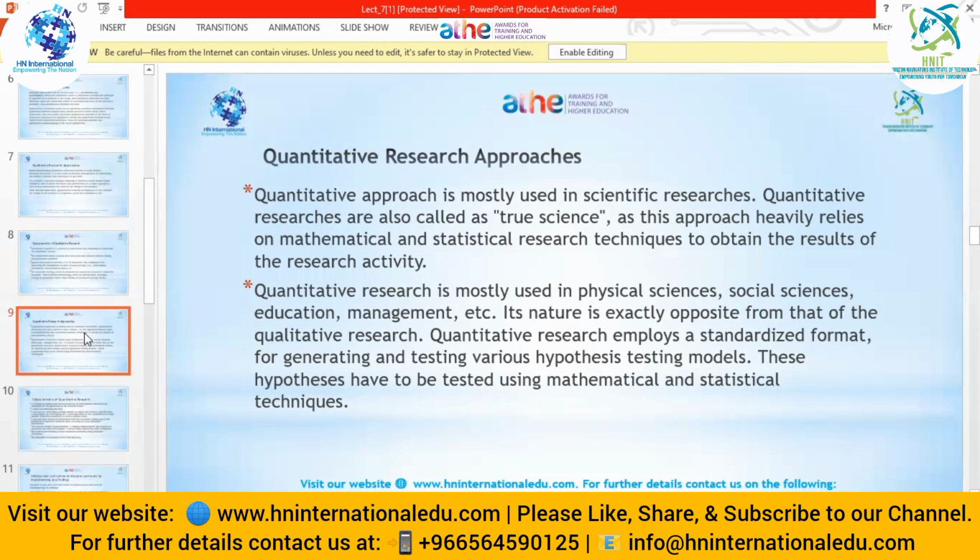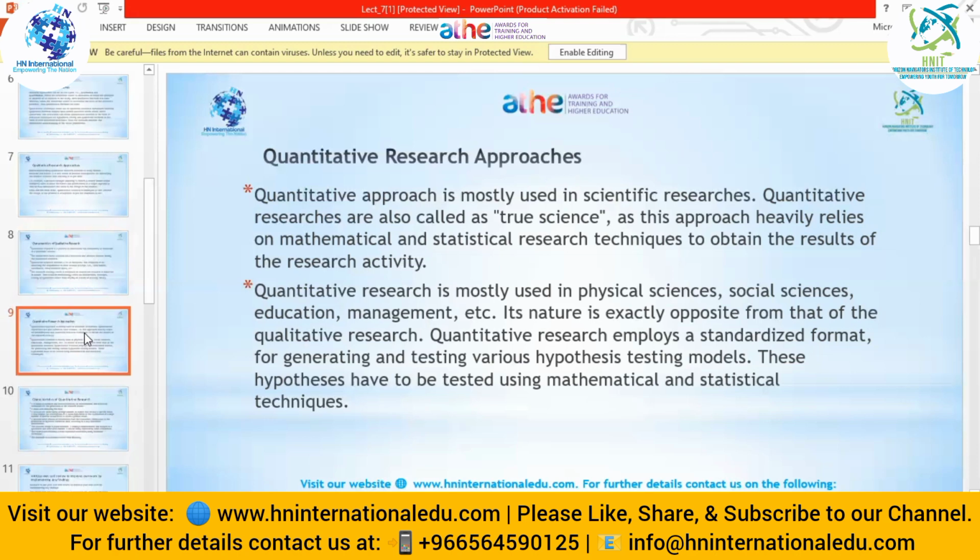So a quantitative approach is mostly used in scientific researches. Now, why it is scientific research is because quantity is needed in science, because they need to prove whether it is true or false. So they have gone through many researches or testing and they have yet to prove it. Quantitative researches are also called true science, as this approach heavily relies on mathematical and statistical research techniques to obtain the results of research activity.